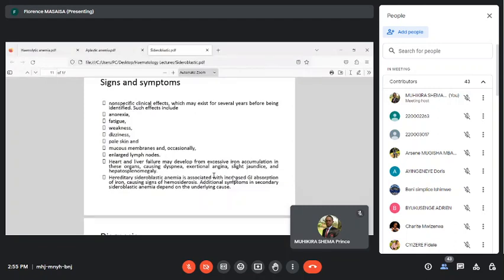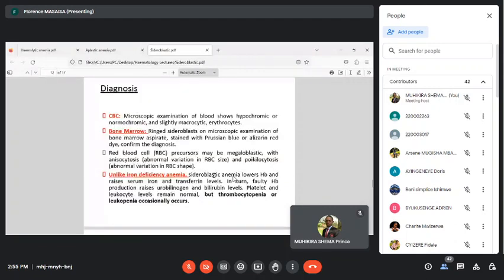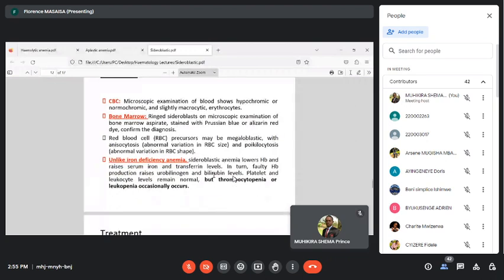So what investigations should you do? A full blood count, FBC or CBC, complete blood cells. You have to look at the bone marrow, which helps you see the ring sideroblasts by doing Prussian blue, but also you have to check parameters: the hemoglobin, serum iron, and serum transferrin, and so on. How do you treat it?